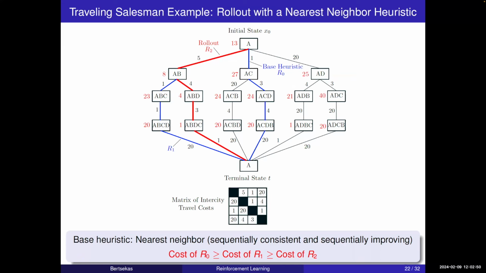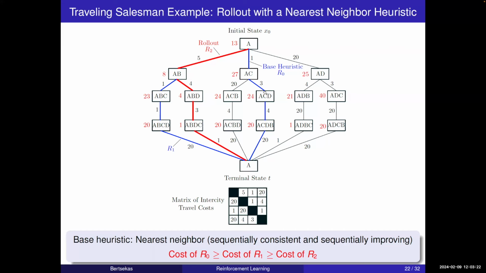So let's look at this familiar example. This is meant to illustrate the idea that rollout is generating a sequence of trajectories. Again, we're going to be using the nearest neighbor base heuristic. At the initial state x0 at city A, we use the base heuristic to generate the initial trajectory. The base heuristic says, move to the city with the lowest immediate cost. So in this case, the smallest edge weight is one, so we move here.